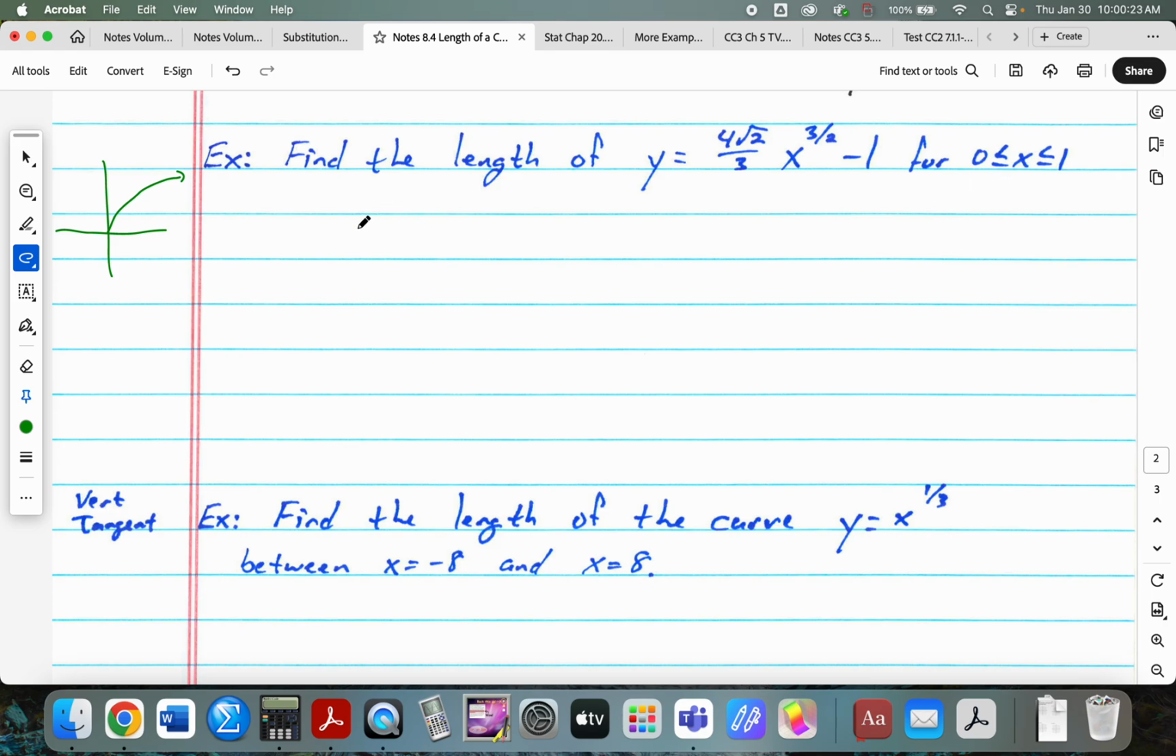So, okay, I need to find the derivative. So y prime is going to be equal to 4 square root of 2 over 3 times 3/2 x to the 1/2. The 3's happily cancel. The 2 goes into 4 twice. So that's 2 square root of 2 times x to the 1/2.